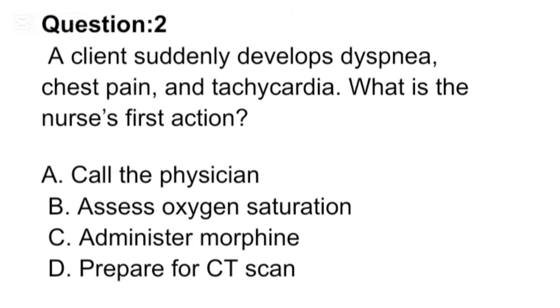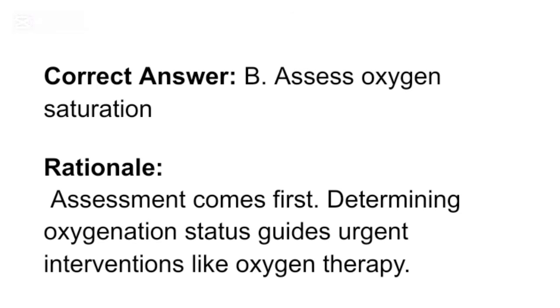Question 2. A client suddenly develops dyspnea, chest pain, and tachycardia. What is the nurse's first action? A. Call the physician. B. Assess oxygen saturation. C. Administer morphine. D. Prepare for CT scan. Correct answer, B. Assess oxygen saturation. Rationale. Assessment comes first. Determining oxygenation status guides urgent interventions like oxygen therapy.